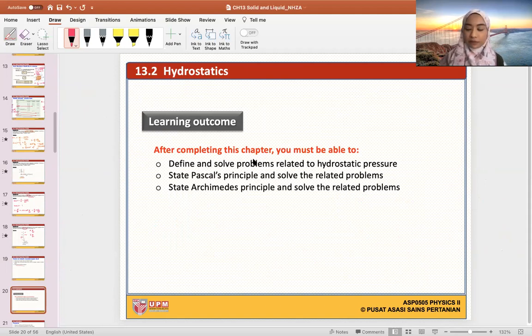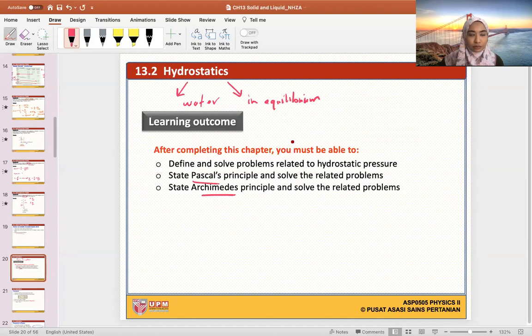Hydrostatics. So after completing this chapter, you should be able to define and solve problems related to hydrostatic pressure, state Pascal's principle, and solve related problems, and also Archimedes. So there are two principles that we will learn here, Pascal and Archimedes. Okay, hydrostatic. What is hydro? Hydro means water. Static means in equilibrium. Okay, so that is what hydrostatic means.